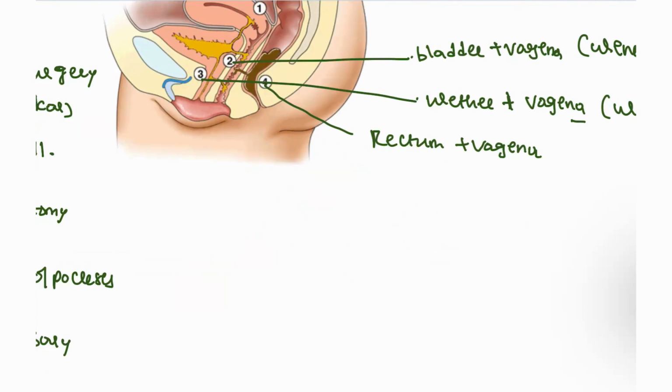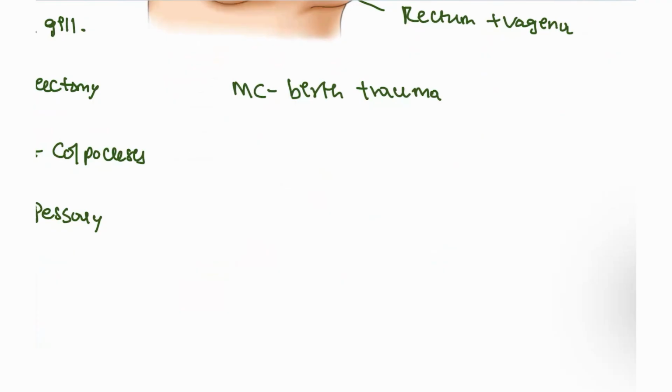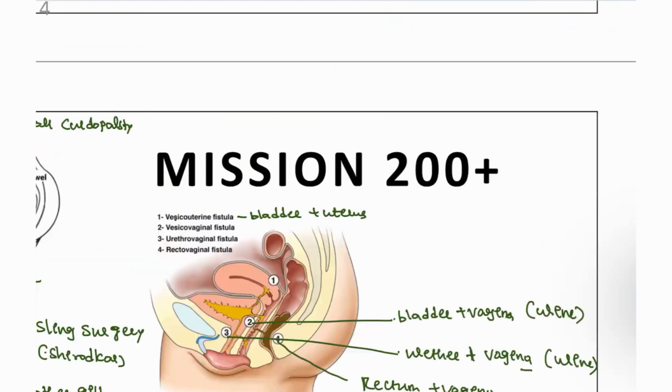Next, what is the most common cause for this patient? Again, this is due to birth trauma. During the delivery, when there is a prolonged labor, this is going to cause it. That is the first thing that is seen with these conditions. These are the important factors and types that you have to remember.